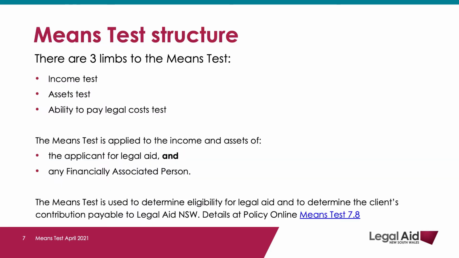The means test has 3 limbs: the income test, the assets test, and the ability to pay legal costs test. It considers the income and assets of the applicant for legal aid and any financially associated person. The means test is used to determine not only eligibility for a grant of legal aid, but also to calculate the financial contribution the client is expected to make towards their legal costs.